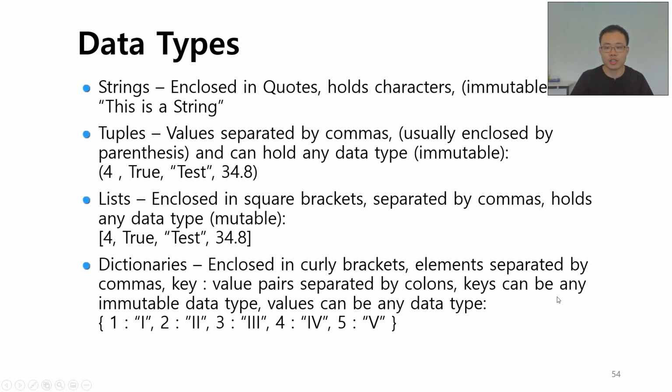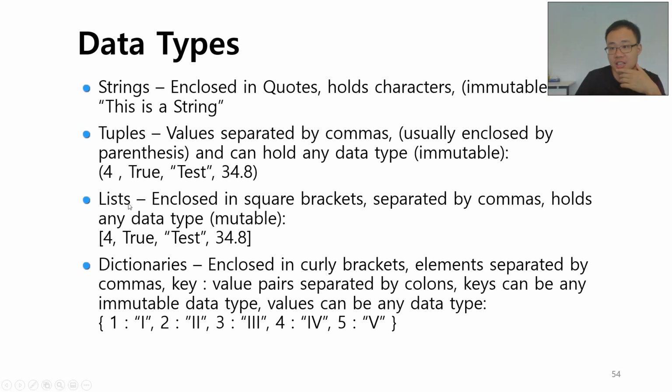Okay, keys can be any immutable data type. Remember that the keys, the first value of each element in the dictionary, cannot be a list, it cannot be a dictionary. But the second one, the values, can be any data type. The values can be strings, tuples, lists, dictionaries, integers, floating numbers, whatever things you want.